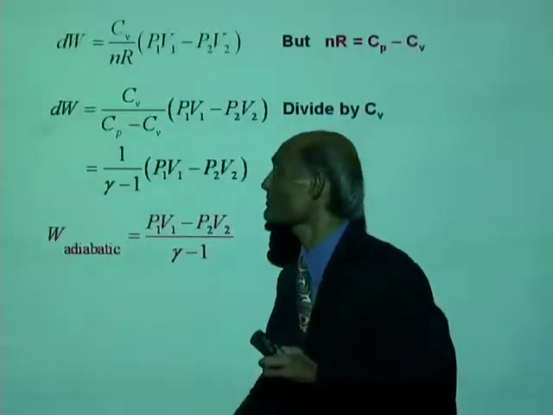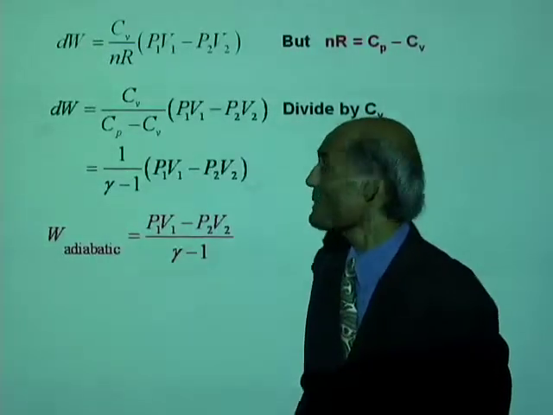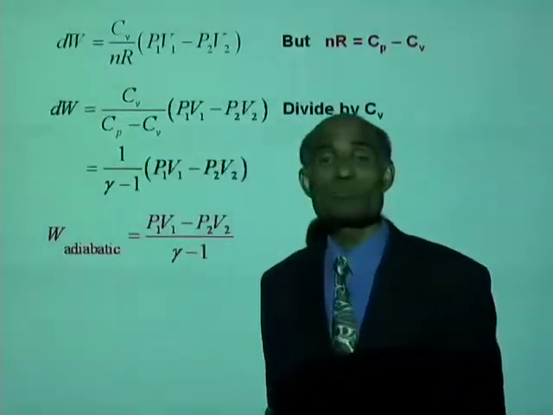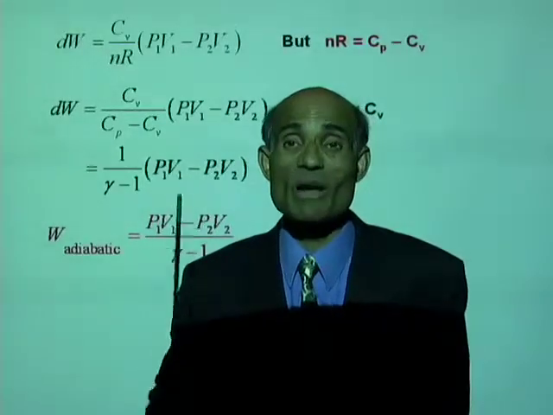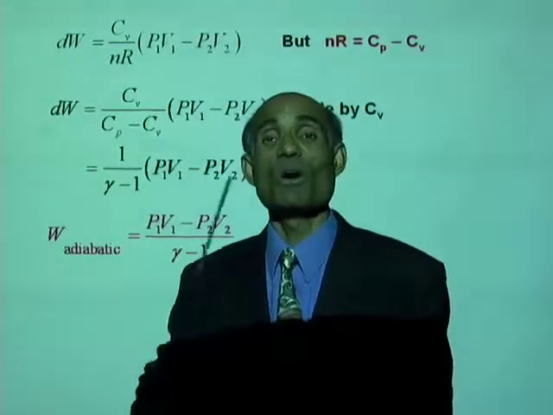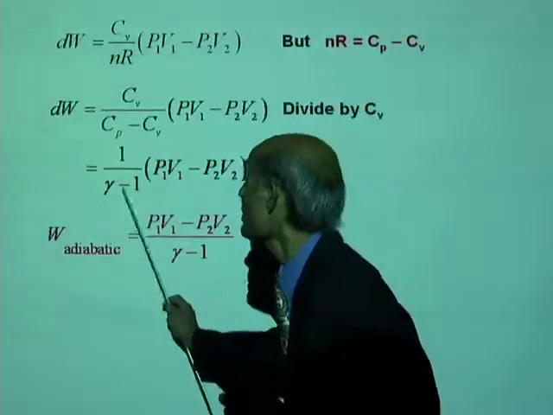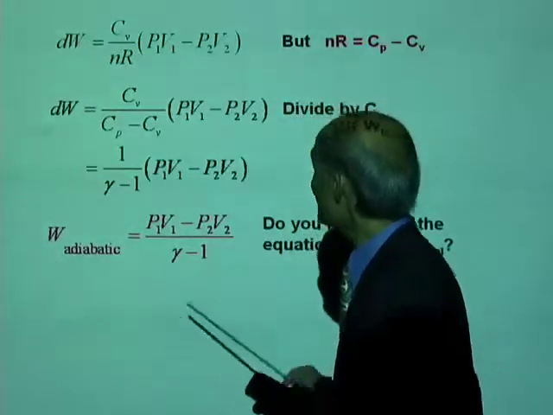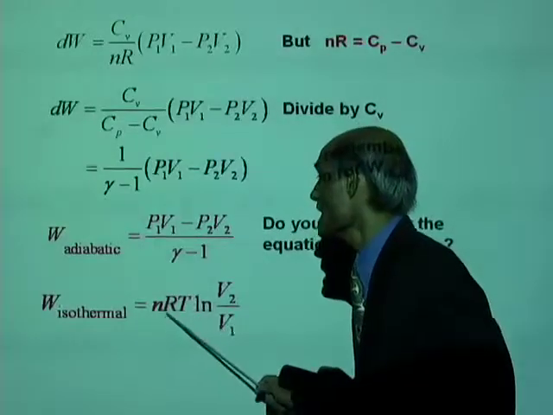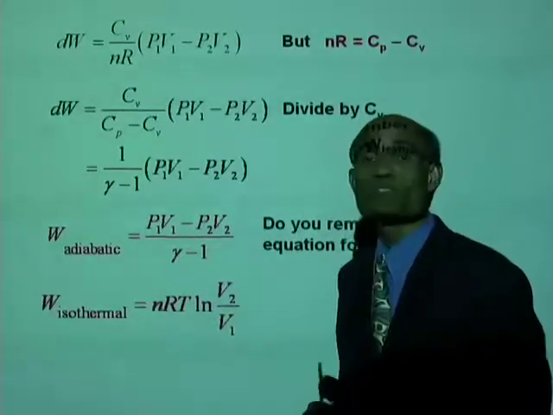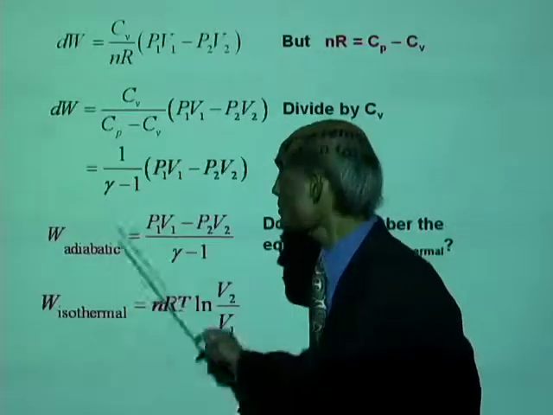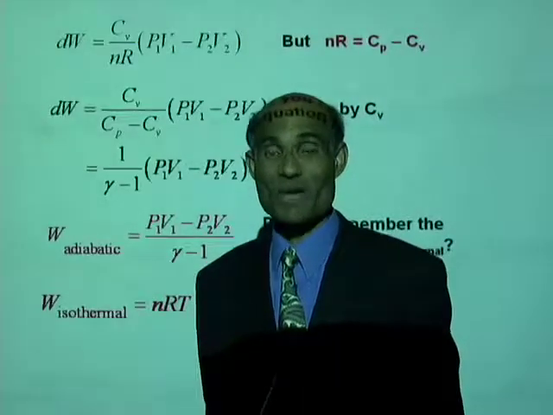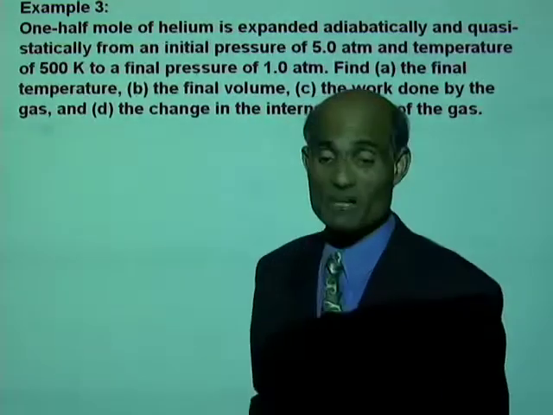And that is the expression for work done in an adiabatic process. Is it difficult to remember? Work done in an adiabatic process is P1 V1 minus P2 V2 over gamma minus 1. Gamma minus 1 is on the denominator. That's a very simple equation. And work done in an isothermal process is nRT ln V2 over V1. These equations are very useful when we need to solve problems. I think it is time we can now solve a problem.